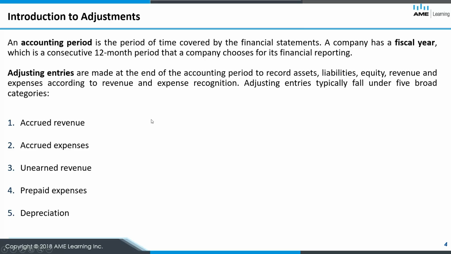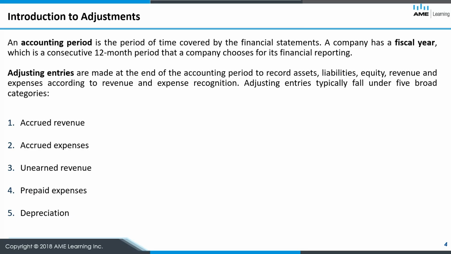Okay. So the idea of these adjusting entries is that they are made at the end of the accounting period, and they're going to adjust certain balances to reflect revenue and expense recognition, essentially.